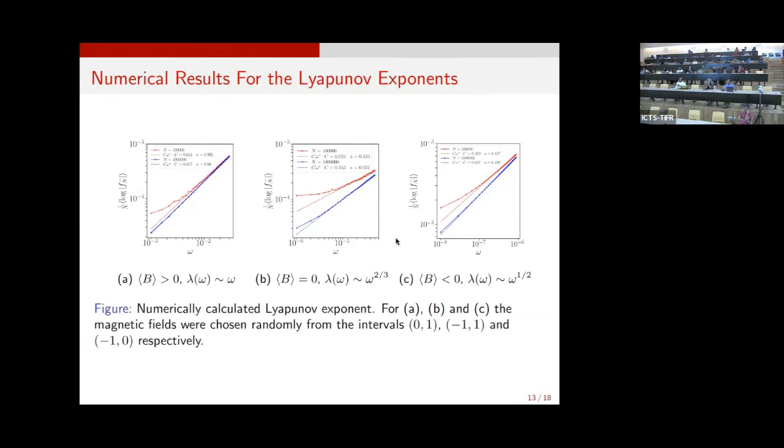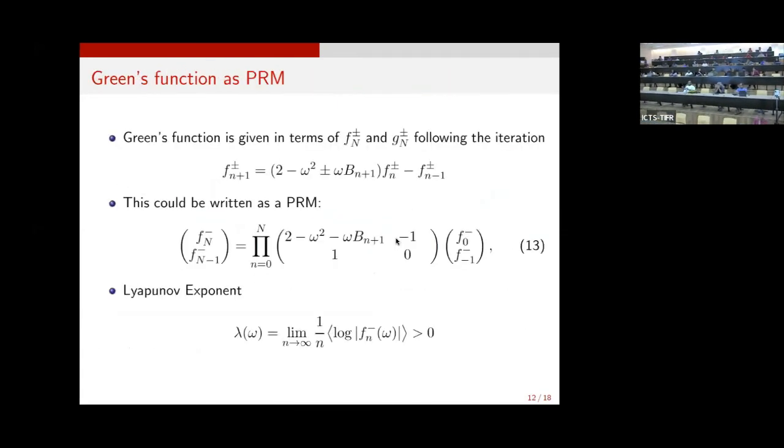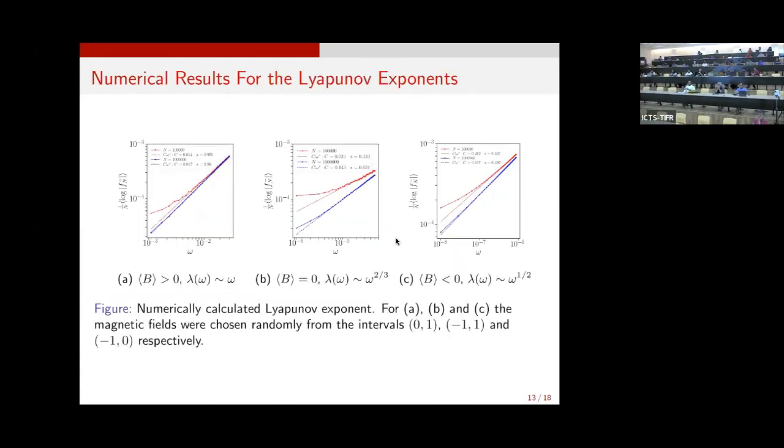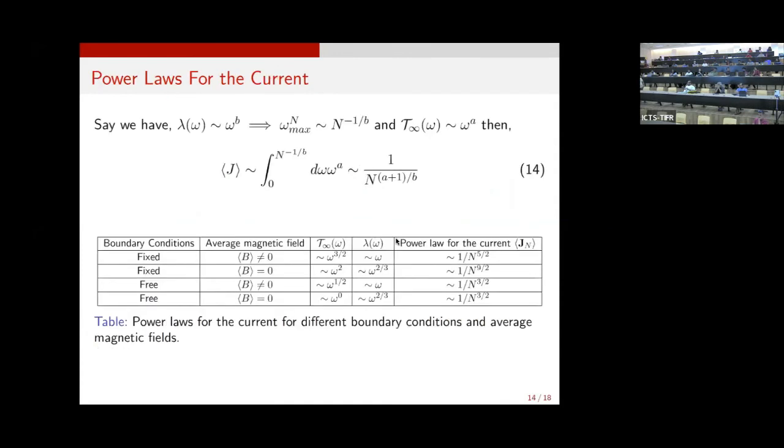Okay, let me just sum up. Using these Lyapunov exponents and using the transmission behaviors that we learned from the ordered case, the current power laws are basically given by this. The transmission at low frequencies is dependent on the magnetic field and the boundary conditions, and the Lyapunov exponent itself depends on the magnetic field. So we get 4 different regimes of power laws, and these are basically all the results.